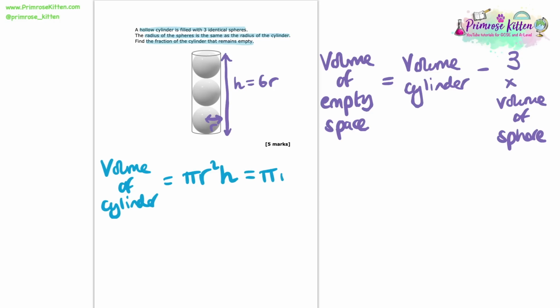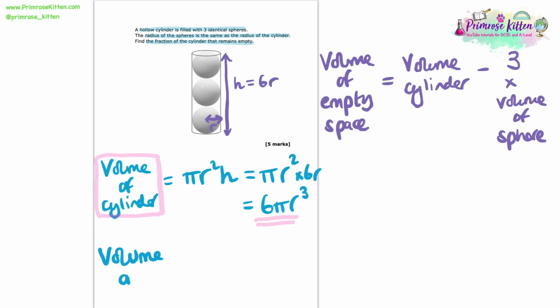So substituting in 6r in place of the height gives us 6r squared times by 6r, which simplifies to give us 6 pi r cubed. So we've already done the first part of this question. Now let's have a go at working out the volume of a sphere.